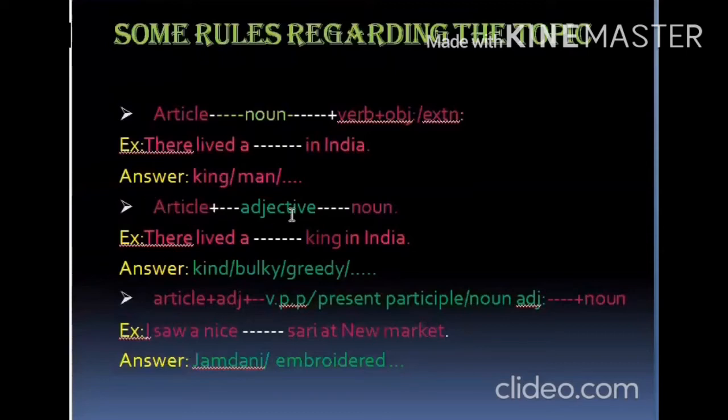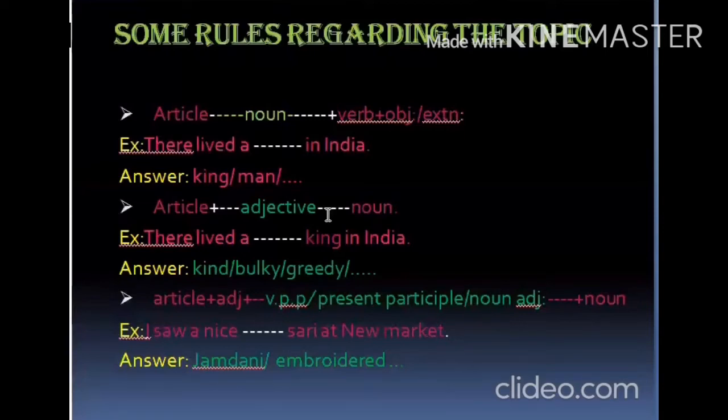Next, article, adjective, noun. If you find any gap between article and noun, in that case apply an adjective. My example is: there lived a blank king in India. There lived a kind king. There lived a greedy king. Or any other suitable adjective you can apply here.